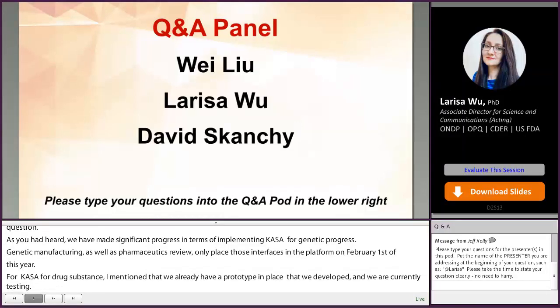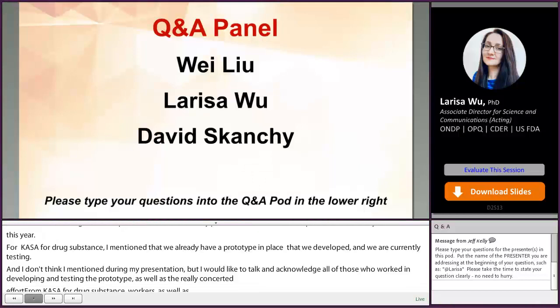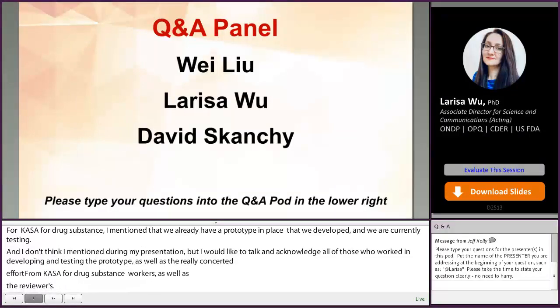This was really a concerted effort from the CASA for drug substance OPQ working group, as well as all the drug substance reviewers who contributed to the development and testing of the prototype internally. And the plan is that in the next few months, we will start having conversations with the IT group in FDA to place this prototype into the CDER IT platform.